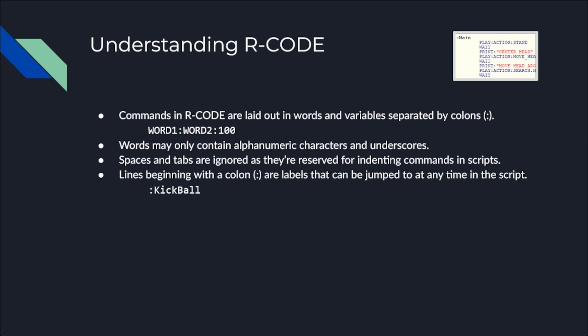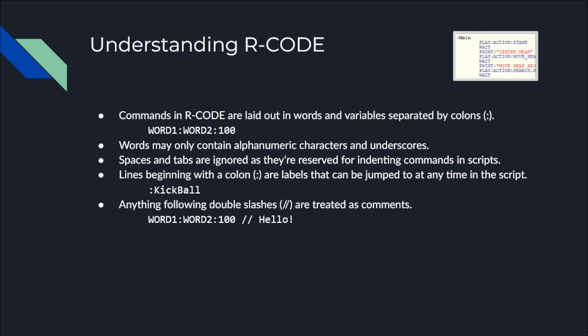They're reserved for indenting, which makes the code more legible. Lines that begin with just a colon are labels. These labels you can jump into at any point in the script. So, for example, we can have a label that does a function kickball. So I can go to kickball and it'll go over there. Anything that follows double slashes is treated as comments. These can be used to denote whatever the program will do, which helps out in debugging along with reading the rest of the script.